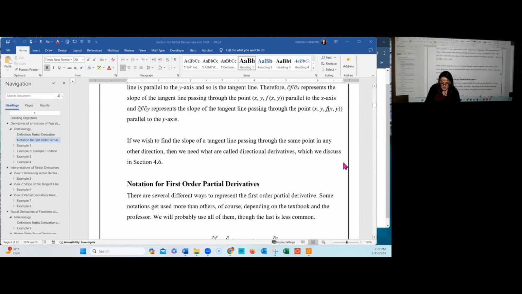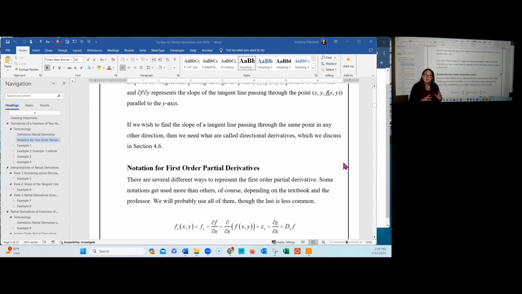Let's say that we wanted to take the slope of the tangent line in a direction that's not parallel to the x-axis or the y-axis. In that case, we need what's called a directional derivative, which we'll be studying later in section 4.6. So it can be done, but it is more difficult, as you might imagine, to take the derivative in a direction that doesn't align with either the x-axis or the y-axis, the two independent variable axes.